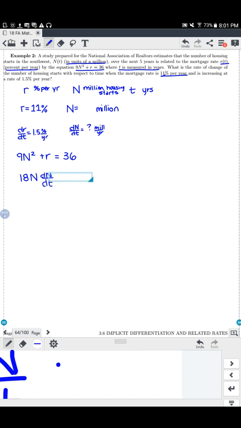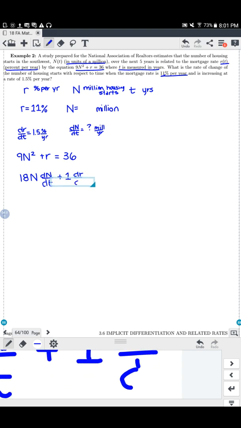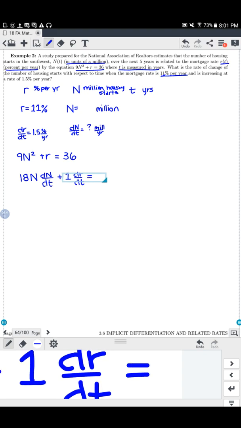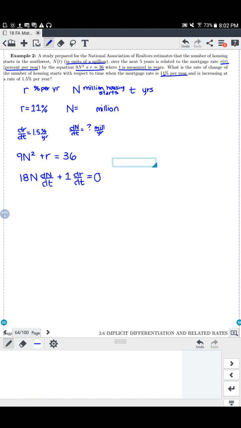Plus the derivative of 1r is just 1 dr/dt. And then we don't want to forget to take the derivative of the constant on the right side. The derivative of 36 is 0. So just be sure you finish these derivatives. So we took the derivative, and now we're ready to plug in.